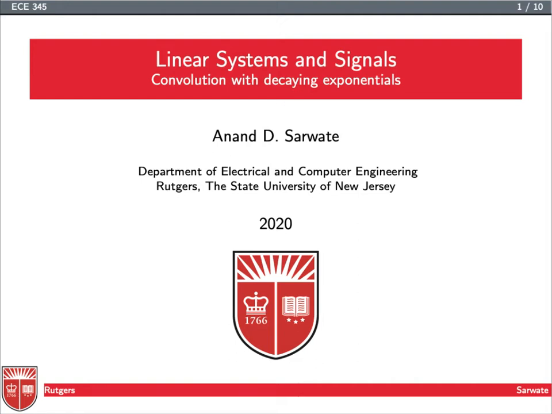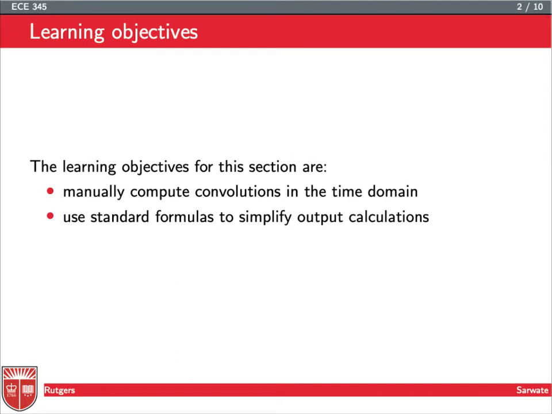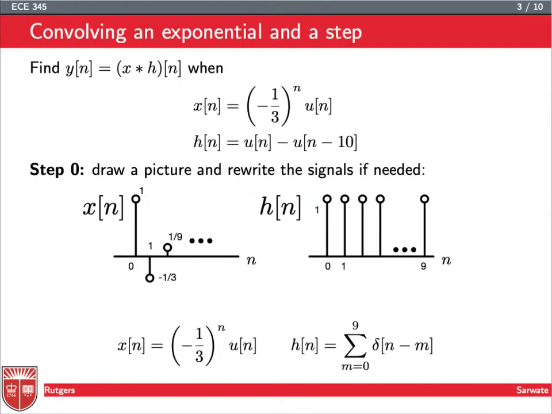Another important class of simple convolutions that we can look at are ones involving some decaying exponential sequence, and then maybe integrating that with a box or another decaying exponential sequence. So we'd like to be able to manually compute some convolutions like this in the time domain, and then use standard formulas like the geometric series to simplify your output calculation.